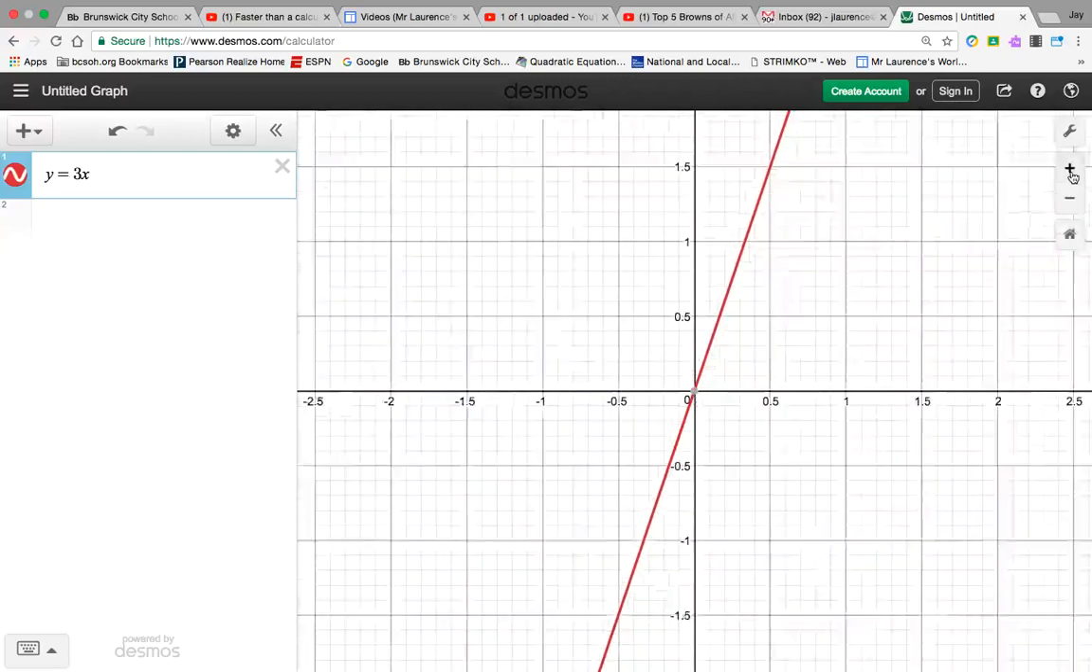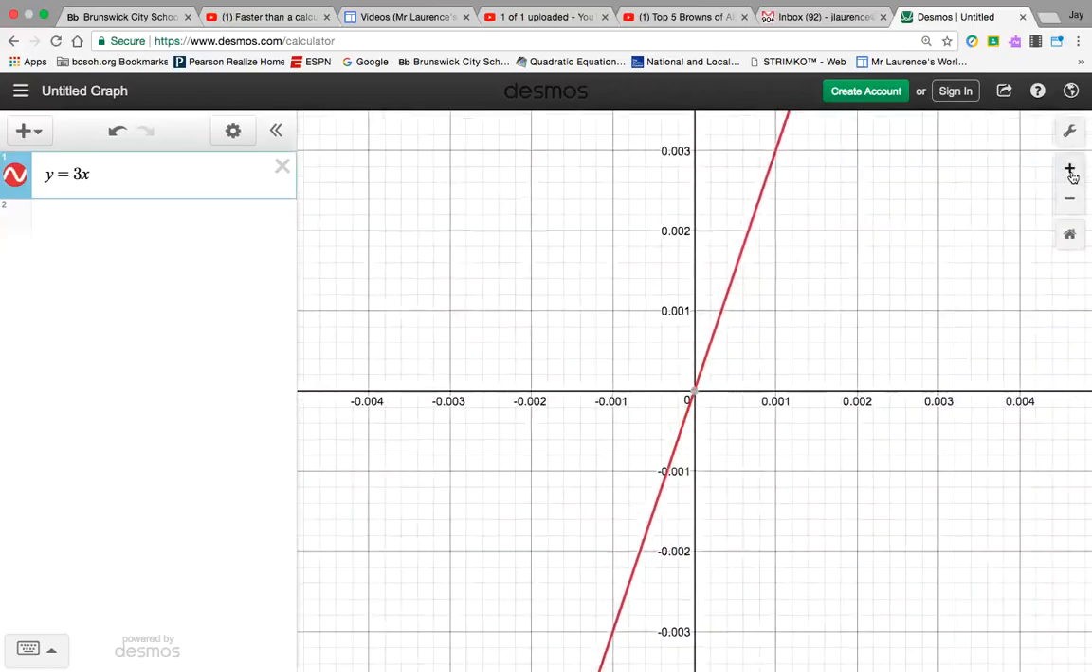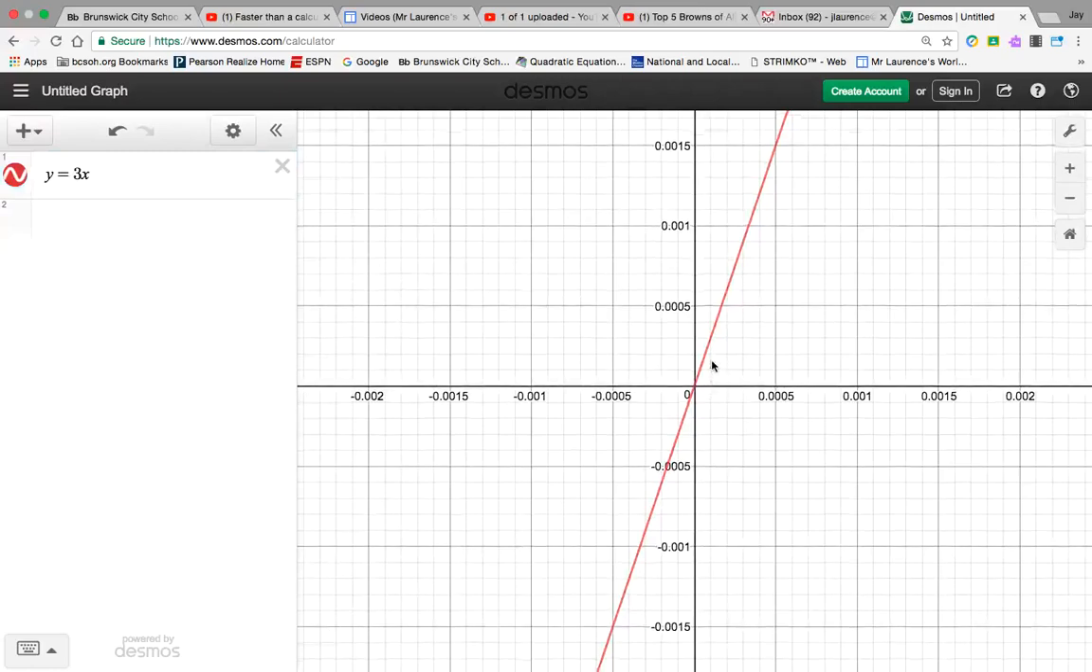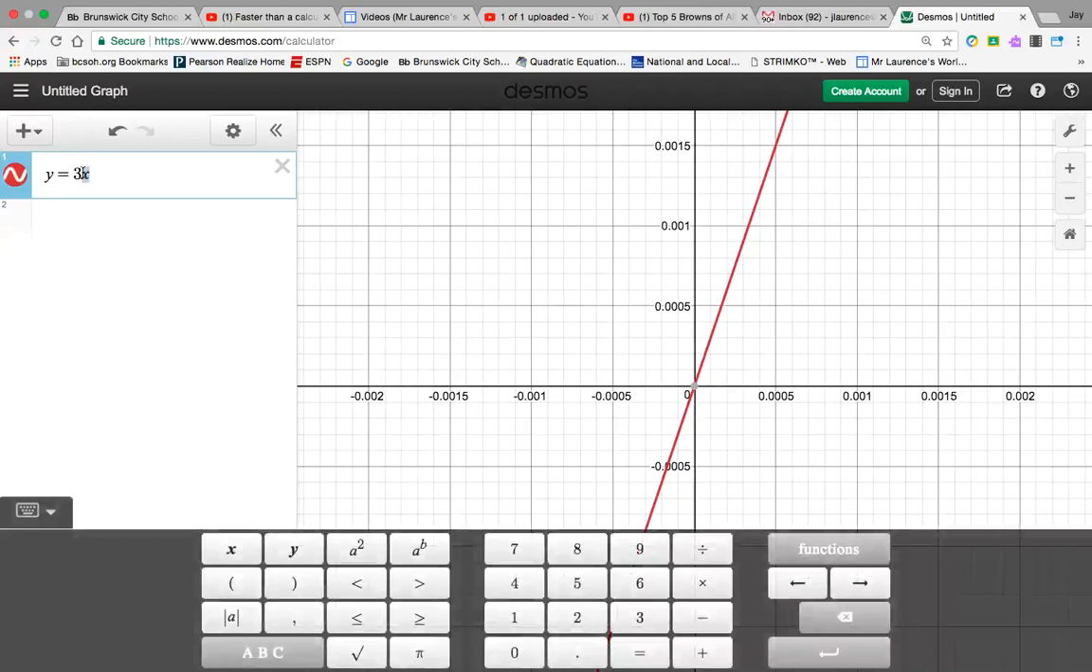I could zoom way in. Look at that, when y is 0.005, sure enough, I hit the line there. And when x is 0.000101, 0.000095, and so on. So the domain is all real numbers, and the range is all real numbers.